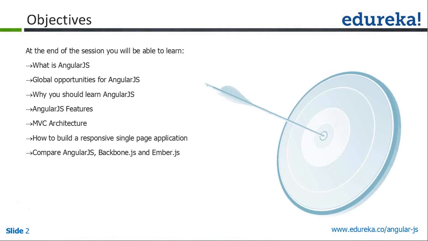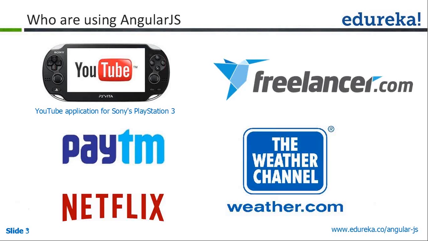What are all the objectives of this session? First one is we have to learn what is AngularJS and why do we need to use this AngularJS in our application. And if I learn this AngularJS, what are all the opportunities I will be getting? Then the next one is why should I learn this AngularJS? Because there are more MVC frameworks available. Then what is the advantage in it? So you have to know why we are learning this AngularJS and what are all the features we have in this AngularJS.